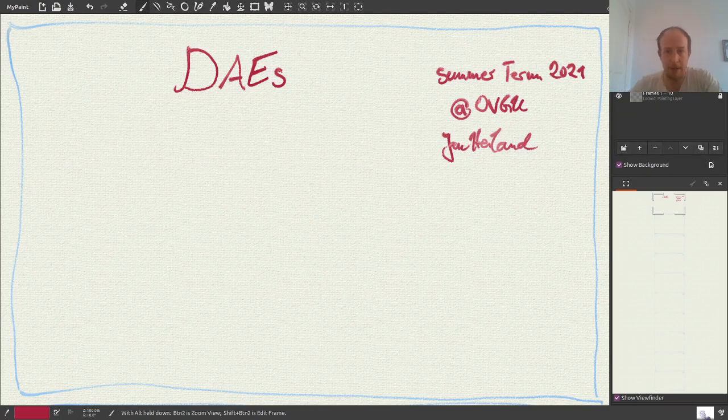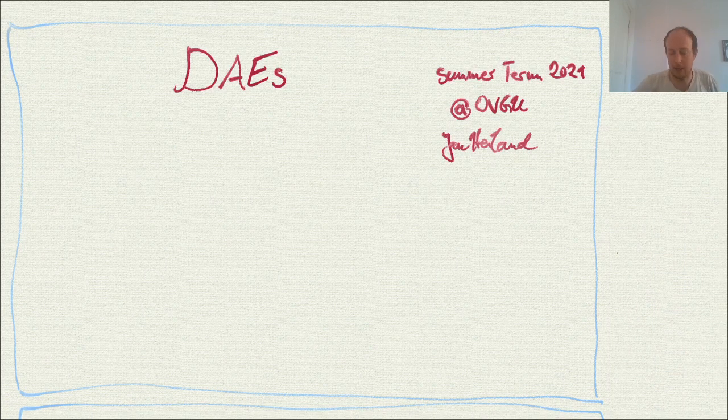So now we start with linear DAEs, but now we no longer consider the constant coefficient case. Now the coefficients will depend on time. So this is chapter 4.